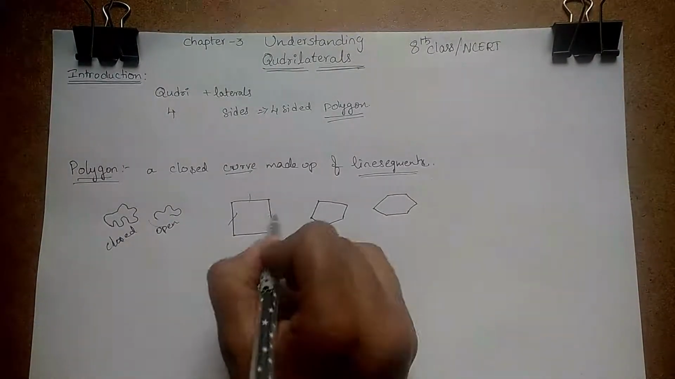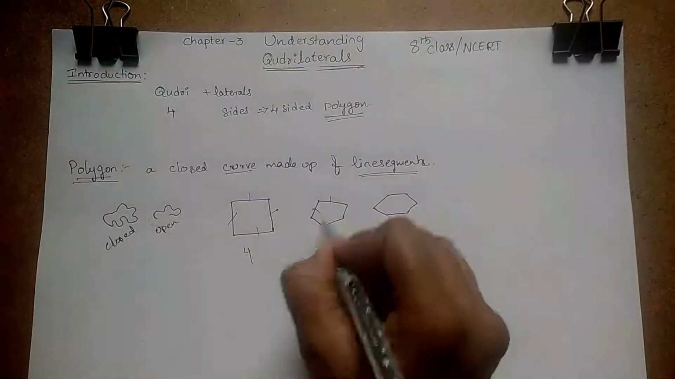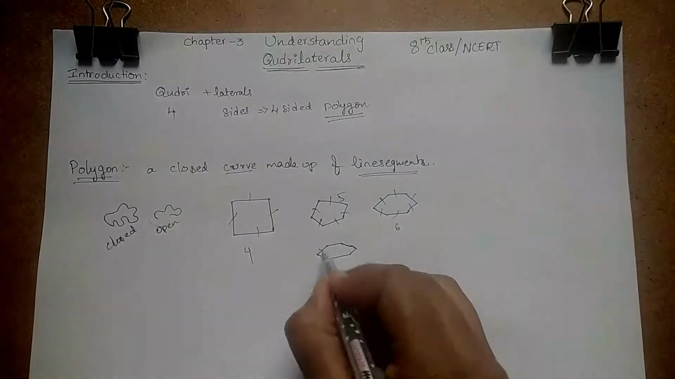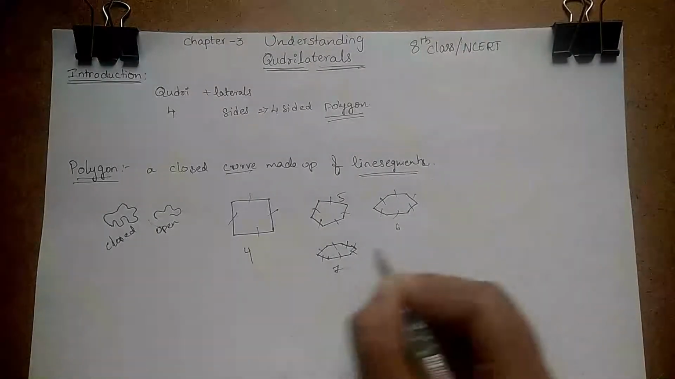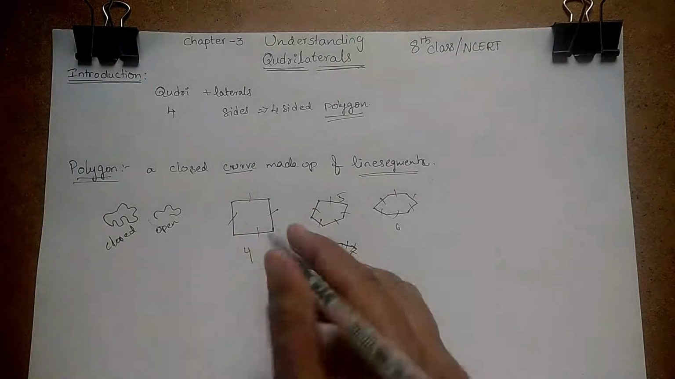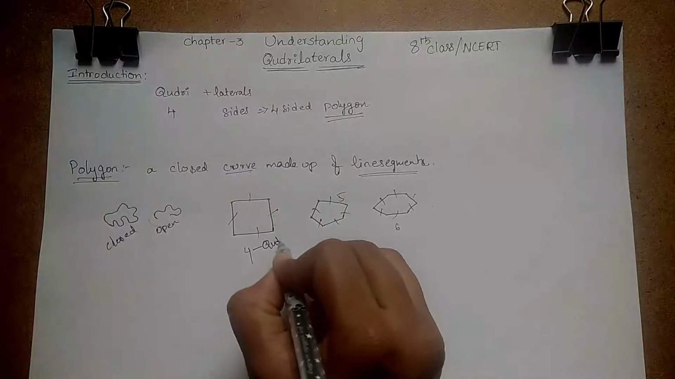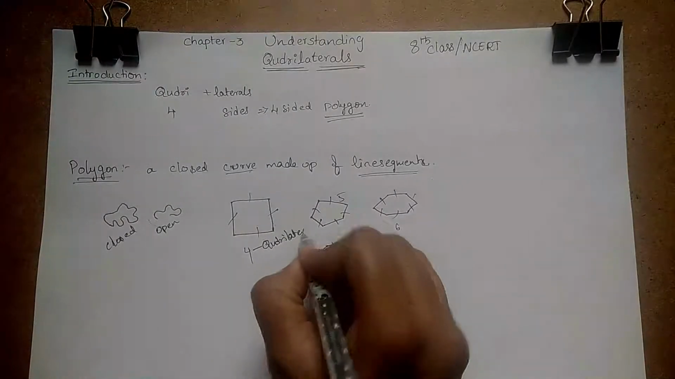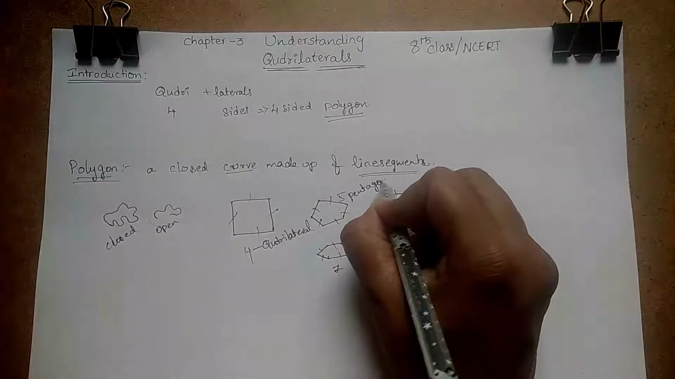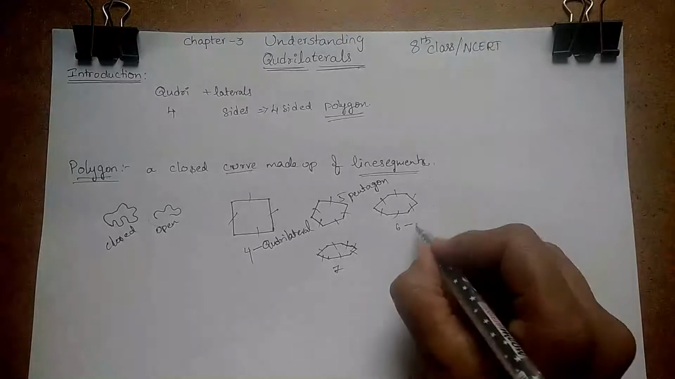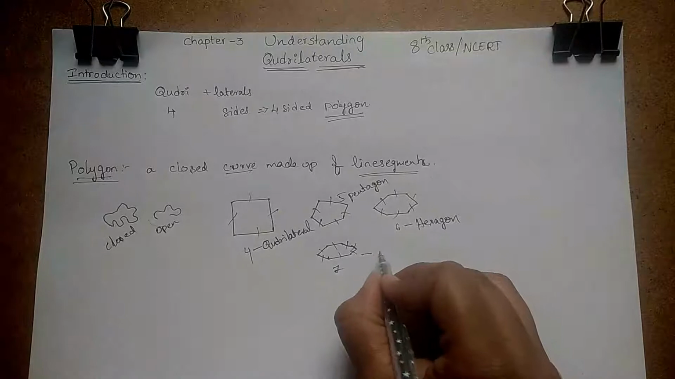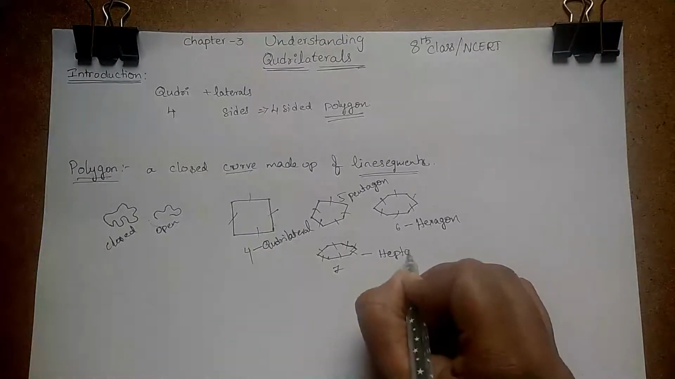Here we have 1, 2, 3, 4: 4 sides. Here 1, 2, 3, 4, 5: 5 sides. 1 to 6: 6 sides. 1 to 7: 7 sides. According to the sides of a polygon we tell the name. So 4 sides is a quadrilateral. 5 sides is a pentagon. 6 sides is called a hexagon. If you have 7 sides, it is called a heptagon.